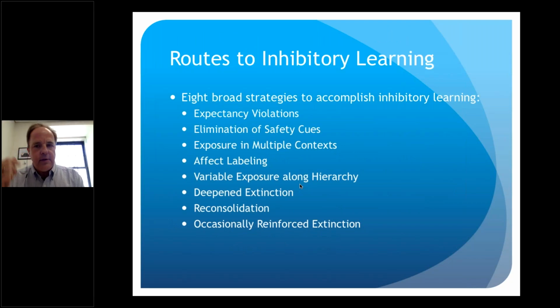So there are several routes to accomplishing this, and the inhibitory learning model articulates, at least in the Craske discussion of this, Craske et al., a now classic or well-cited article in 2014 on this topic, there are 8 categories: expectancy violation, elimination of safety cues, conducting exposure in multiple contexts, practicing affect labeling, variable exposure along the hierarchy, a process referred to as deepened extinction, reconsolidation, and then occasionally reinforced extinction.